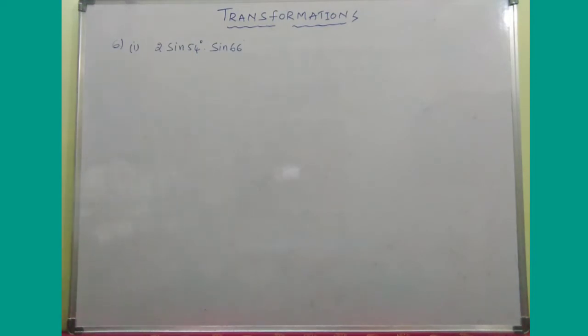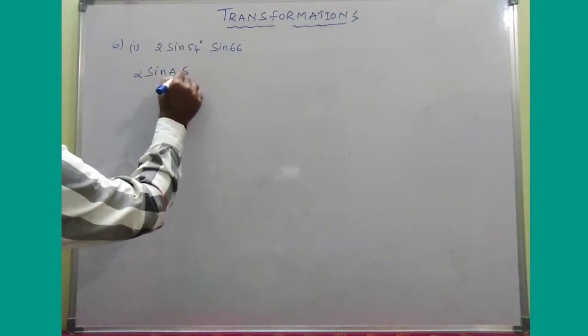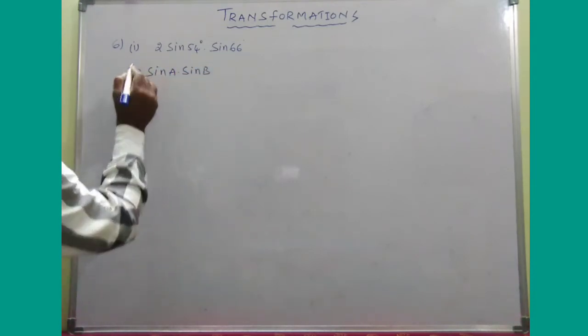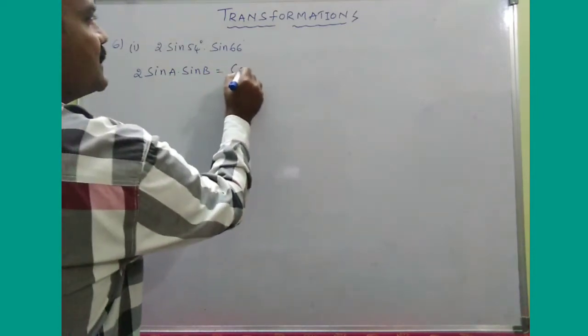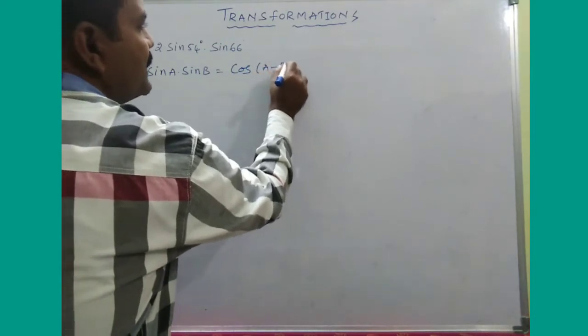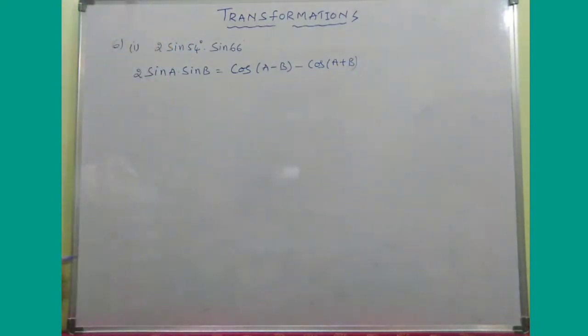So coming to the 6th question, express the following as sum or difference. Given 2 into sine 54 degrees into sine 66 degrees. See, this is clearly just like 2 sine A into sine B. Can you tell me how we can write 2 sine A into sine B? Clearly this is the formula of cos of (A minus B) minus cos of (A plus B), right?